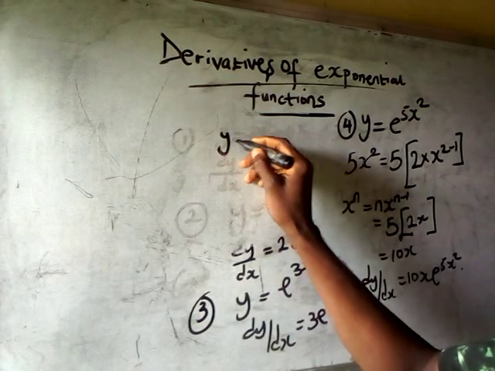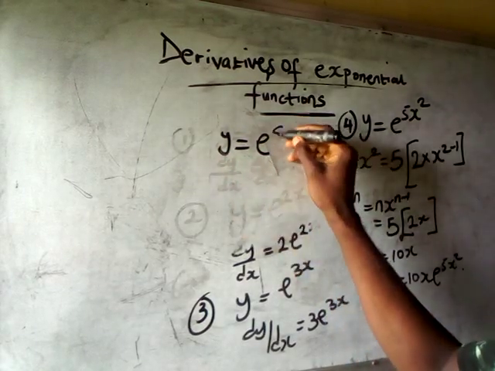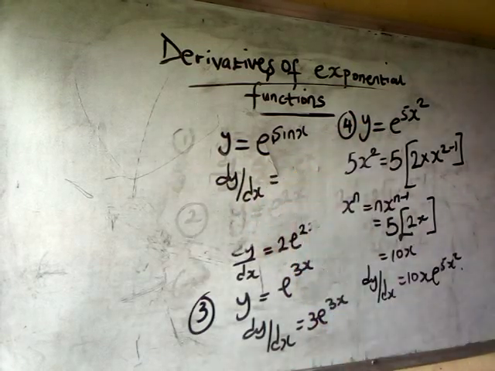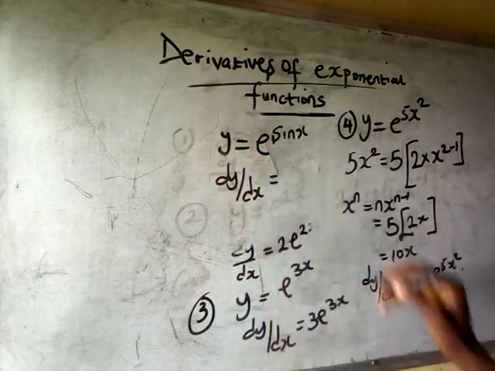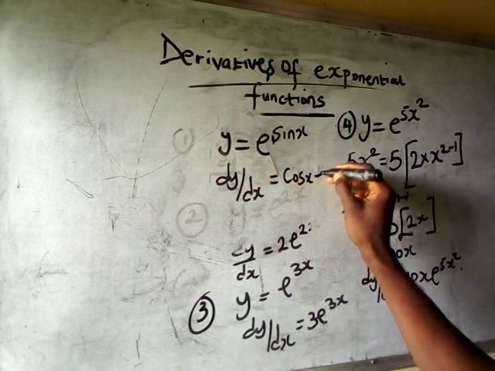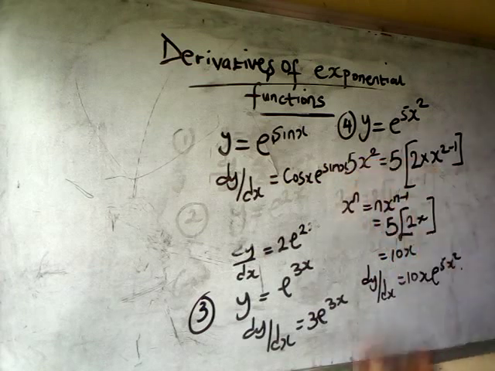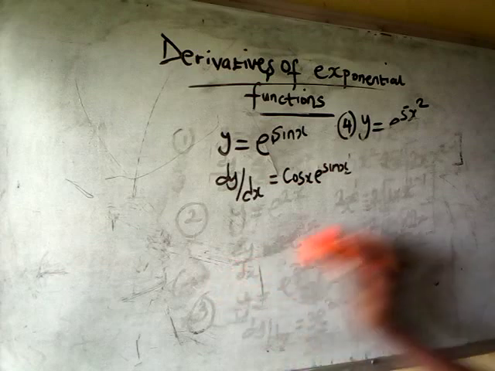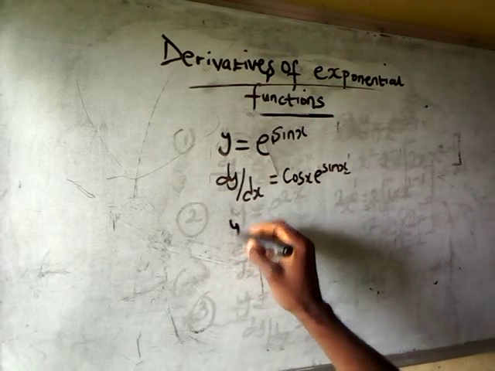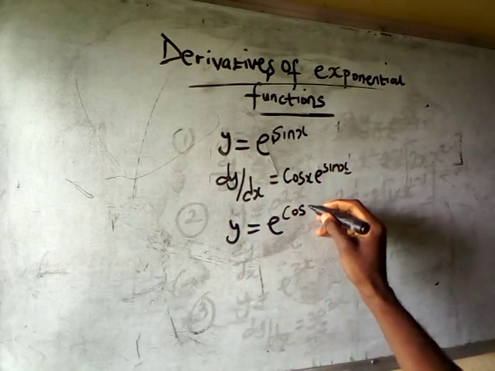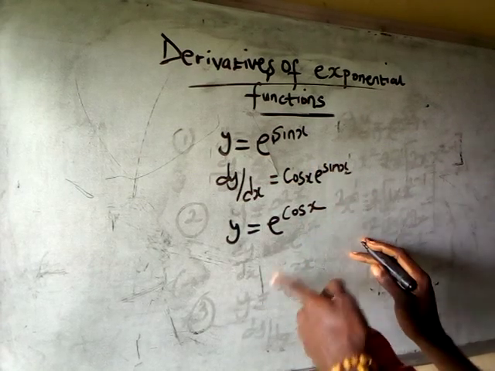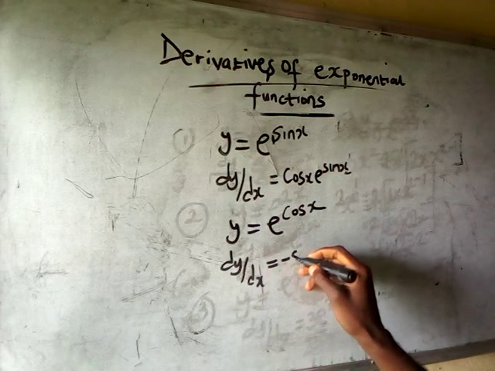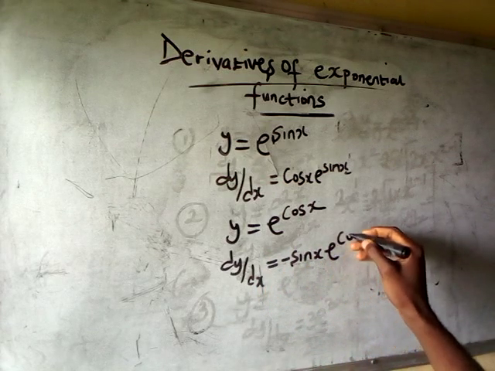If y is equal to exponential sine x, dy dx will be equal to what? When we differentiate sine x, we have cos x. So the answer becomes cos x exponential sine x. Then if y is equal to exponential cos x, remember that the derivative of cos x is equal to minus sin x. So dy dx is equal to minus sin x exponential cos x.